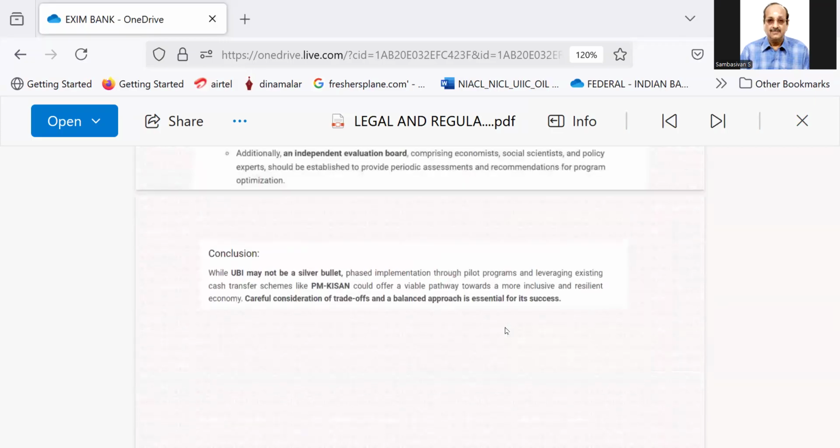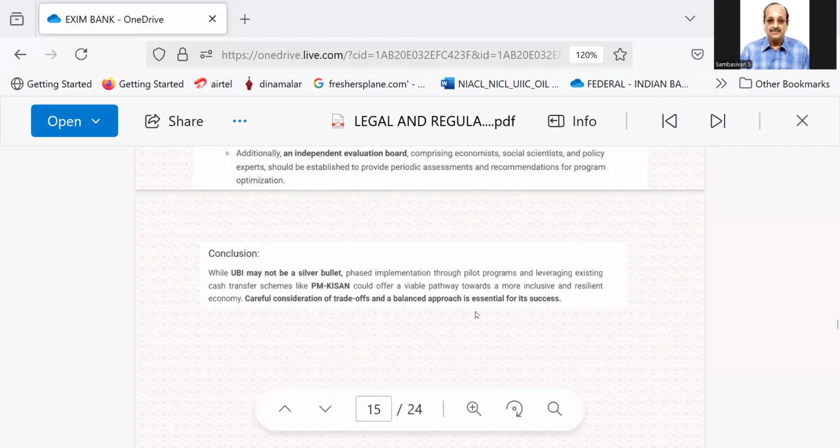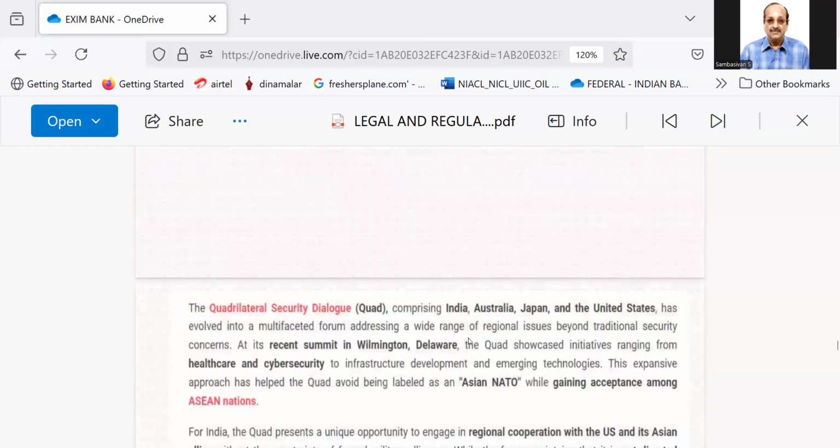While UBI may not be a silver bullet, phased implementation through pilot programs and leveraging existing cash transfer schemes like PM Kisan could offer a viable pathway towards a more inclusive and resilient economy. Careful consideration of trade-offs and a balanced approach is essential for its success.